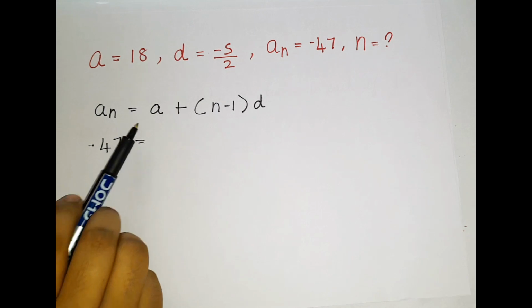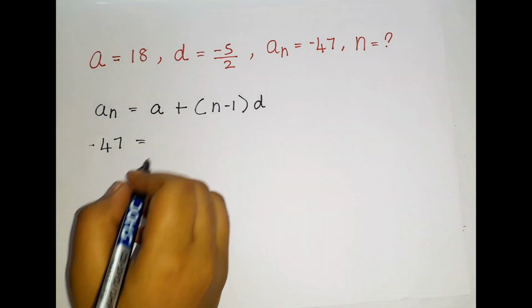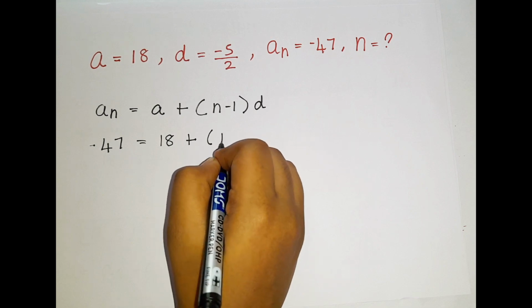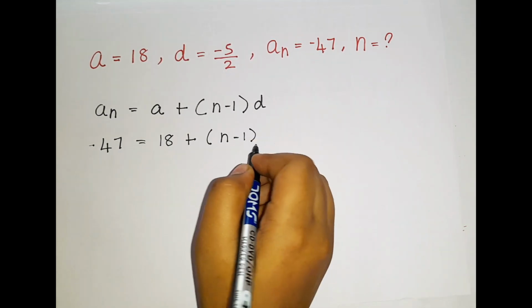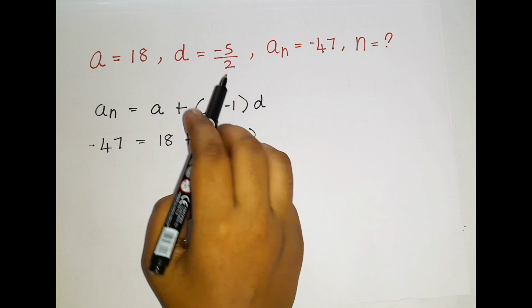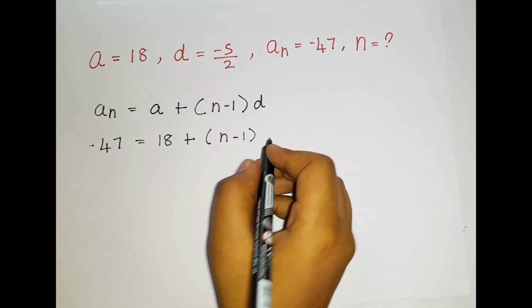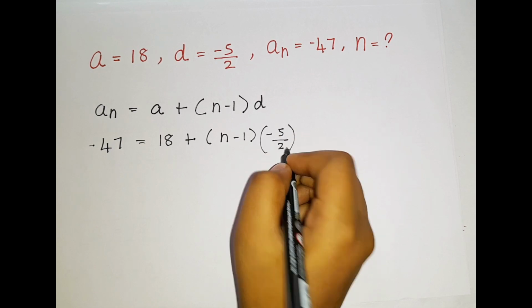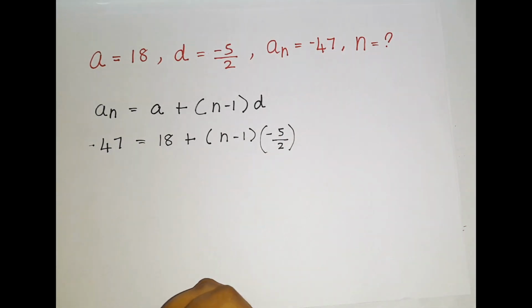is equal to, what is the A value? A is 18. 18 plus, and then we don't know N, so let us write it as it is. And then D, what is D here? Minus 5 by 2. So minus 5 by 2. Let us write it in a bracket for the difference. Then only it will be easy to solve.